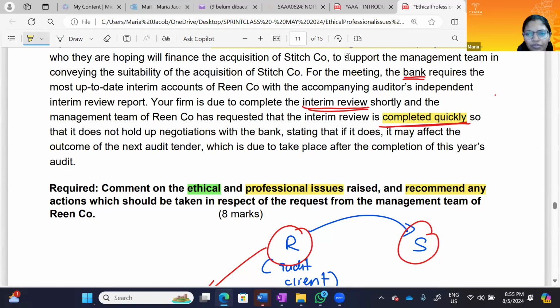Ethical threat or not? Yes, isn't it intimidation threat? Yes, this one is an intimidation threat already. You see, it states that if we don't, it may affect the outcome of the next year audit tender. So this is an intimidation threat already.